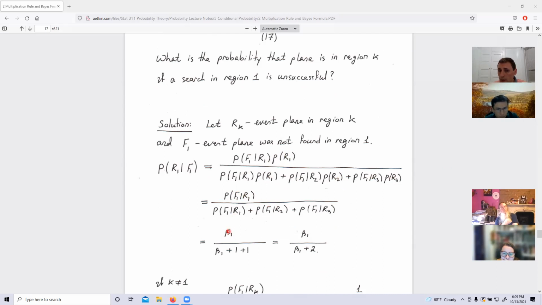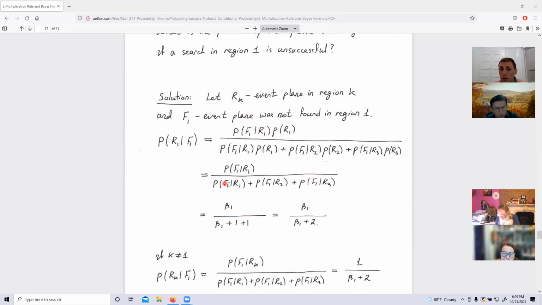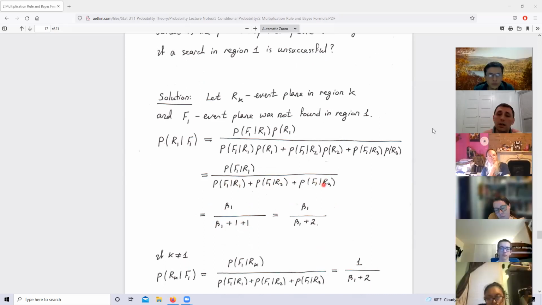So that's beta 1. Now, not finding the plane in region 1, given that the plane is in region 1, it means I did not search properly. And of course, not finding the plane in region 1 if the plane is in region 2 is 1. And this is also 1. You agree? F1 given R2 or F1 given R3 is always 1.